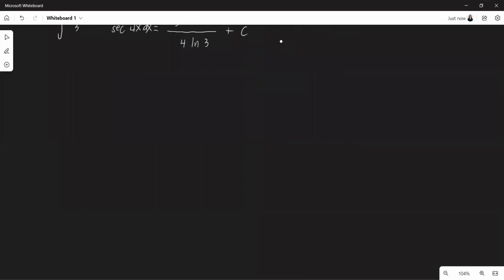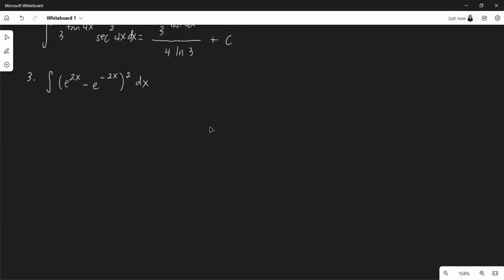So let's have another example. Okay, number 3. So we have the integral of the square of a binomial. So let's have a square of a binomial. If you are going to just let u be equal to 2x, so du is 2 dx, but take note there are two terms in this expression, so we need to expand first the binomial.